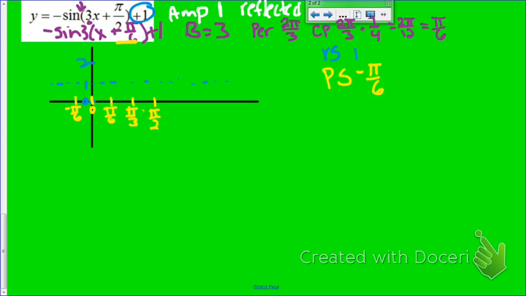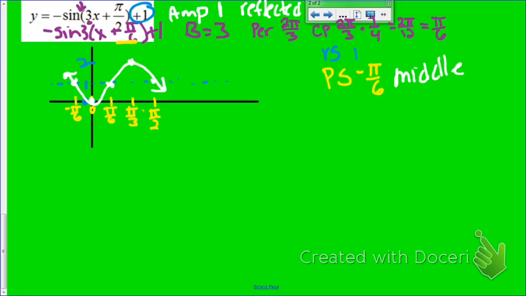So I'm going to go ahead and graph this. So remember, this was a reflected sine function. So my first point will be in the middle, but because it's reflected, my second point is going to be low, then middle, then high, then middle. So there is my sine graph.